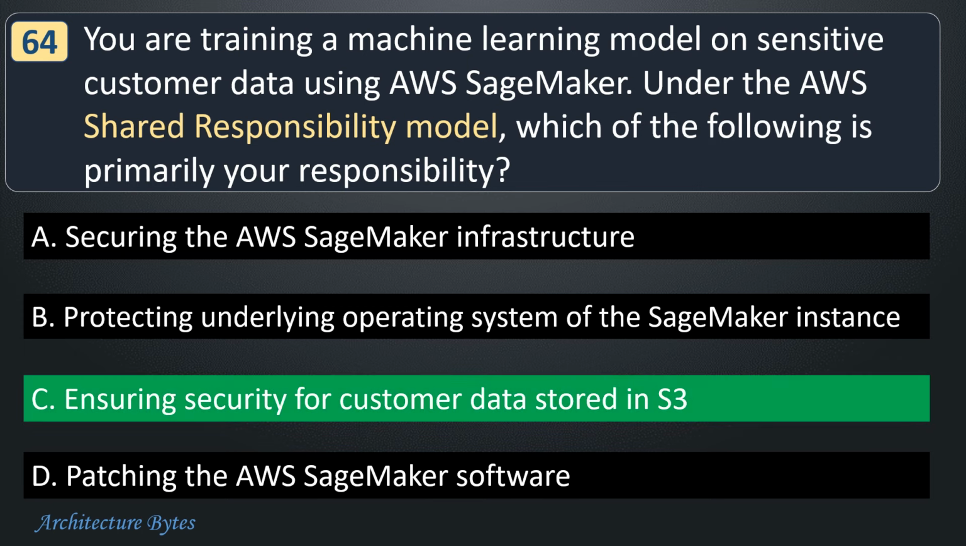Option C, ensuring security for customer data stored in S3, is the right answer here. Under the AWS shared responsibility model, you as an AWS user are primarily responsible for the security of your customer data, including implementing appropriate security measures and access controls for data stored on S3.